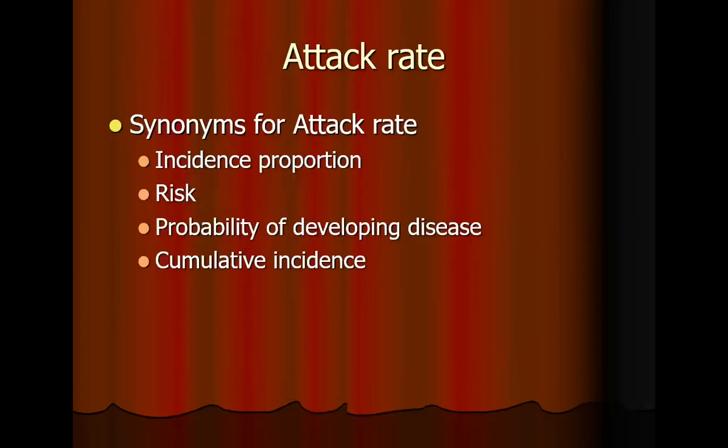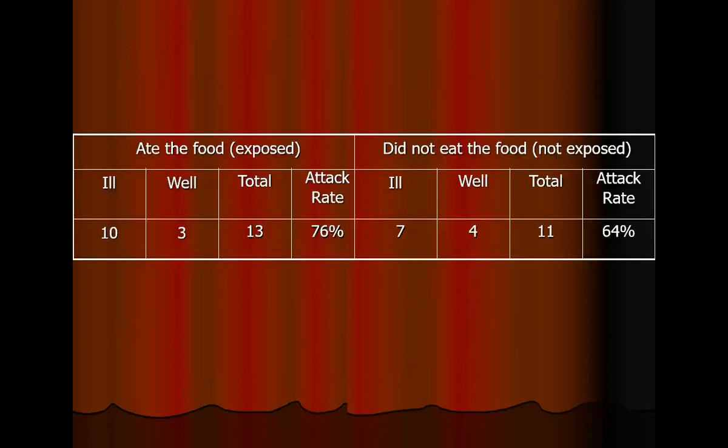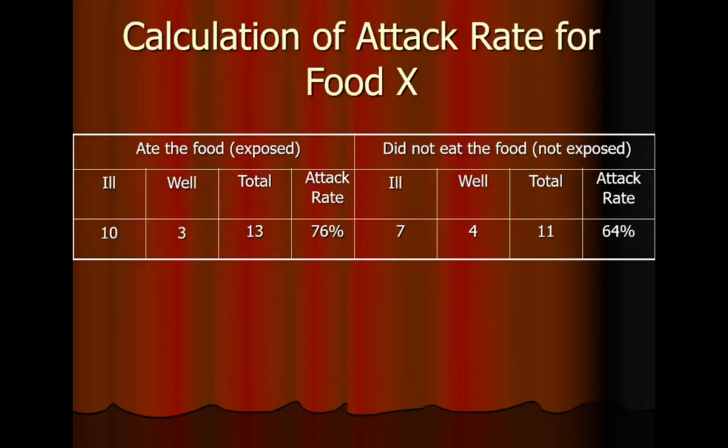What are the synonyms for attack rate? The synonyms include incidence proportion, risk, probability of developing disease, and cumulative incidence. This is an example of calculation of attack rate when a group of persons are exposed to a particular stale food.